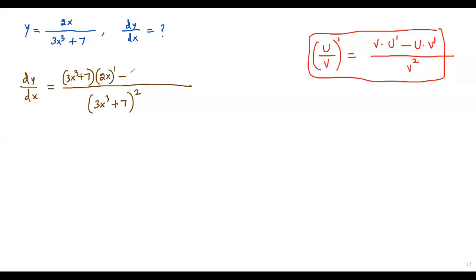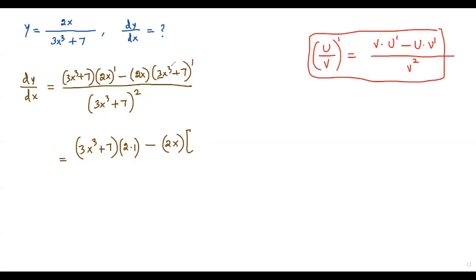Now we have to take a negative sign. Now I have to keep the numerator as it is and get the derivative of the denominator, that is 3x cubed plus 7 prime. So 3x cubed plus 7. When I get the derivative of 2x with respect to x, what will I get? 2 is a constant multiplied by the variable x. Whenever a variable is multiplied by a constant and I want to find the derivative, I keep the constant as it is, and the derivative of x with respect to x is just 1. So I get 2 times 1, minus 2x times. Now I have to get the derivative of 3x cubed plus 7.